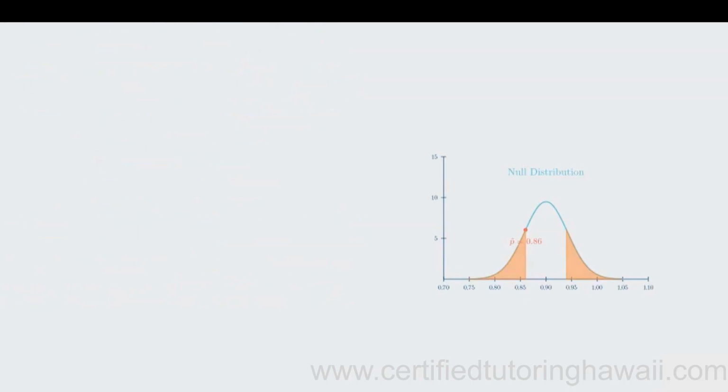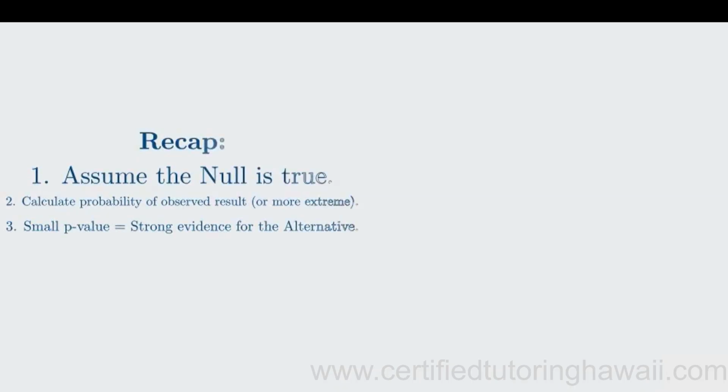In summary, you've learned that a p-value is a probability calculated under the assumption that the null hypothesis is true. It measures how extreme our data is, and it provides the evidence we need to support or fail to support our alternative claims. You are now ready to interpret p-values in any context.